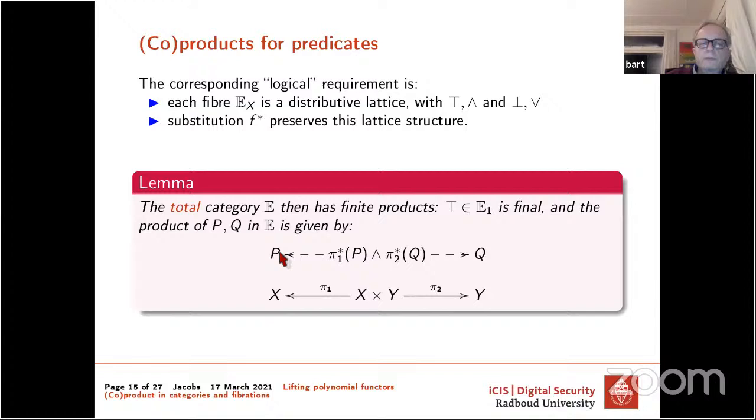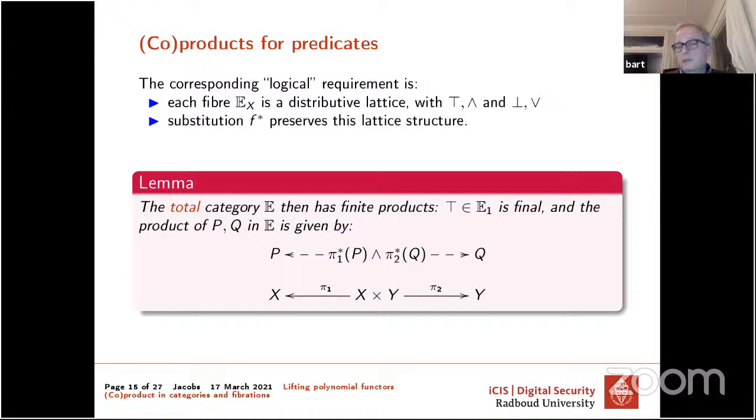So if I have two predicates P and Q living over X and Y, I can take the product in the base category. I can pull back P to π1*P and pull back Q to π2*Q. And I can take the meet or intersection here in the fiber. And then this turns out to be a categorical product in the total category E. And this is interesting.